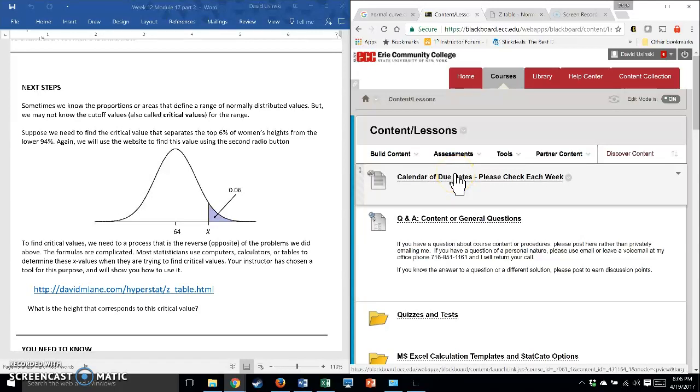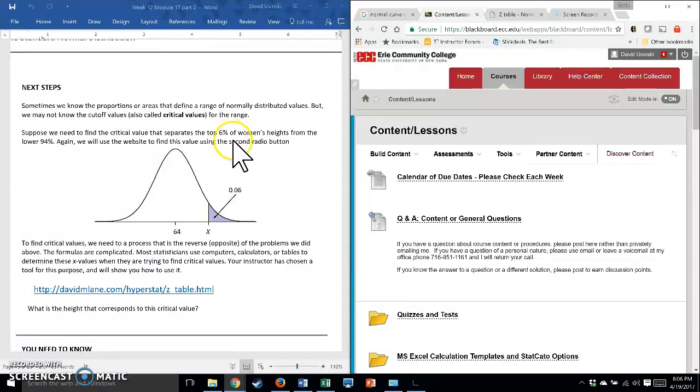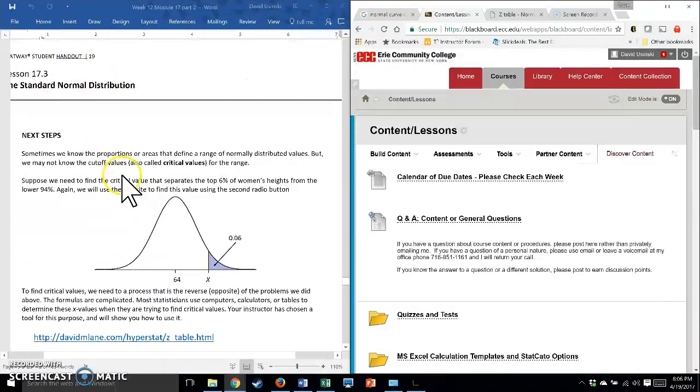Alright, this is the third video for Module 17, Packet Part 2. And we are looking at page 19 and talking about a different way of using the normal curve calculator.